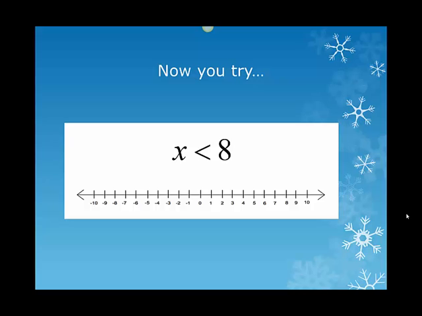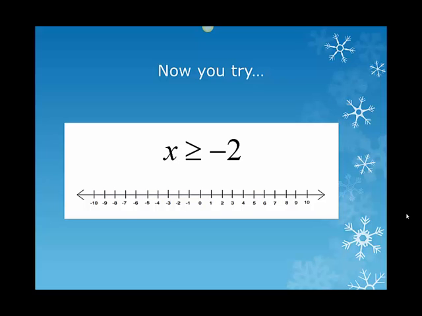Here's another one. Go ahead and pause the video until you are ready to see the solution. In this case, we have no equal to piece, so we have an open circle at 8. And again, we want everything less than that, so we shade everything to the left.